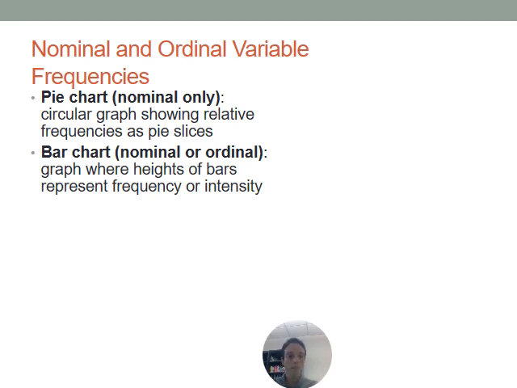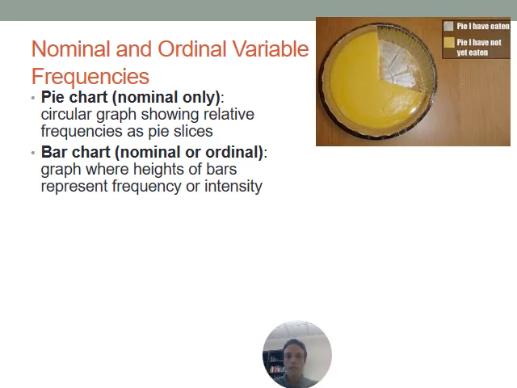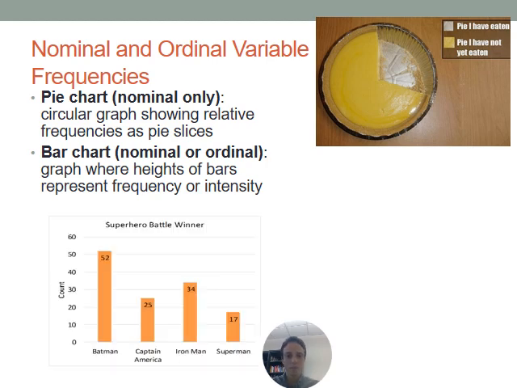Most people come into this class having seen pie charts or bar charts before. You typically meet them in middle school, high school, you just see them around. But we're still going to take the time to look at them to make sure that we are familiar with these ways of communicating data about nominal and ordinal frequencies. So here's the silly pie chart. It is the most literal pie chart that you could have. We have a circular graph in which the slices add up to 100%, and it is literally pie I have not yet eaten and pie I have eaten, as displayed in this chart.